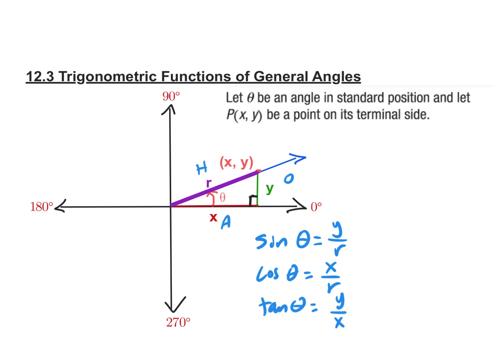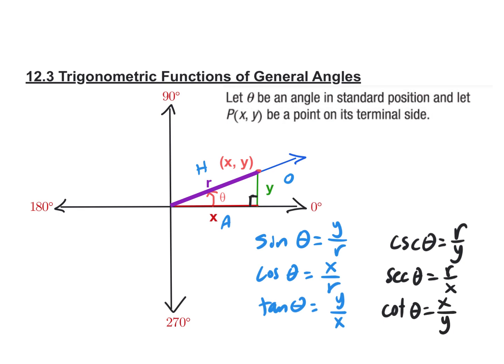Then if I want the reciprocals, what is the reciprocal of the sine function? CSC, which is the abbreviation for cosecant. The cosecant of theta is just r over y. What is the reciprocal of cosine? Secant. So the secant of theta is r over x. And then the cotangent, that's the easy one, is x over y. Now, I would say memorize those. Obviously, memorize the first three.